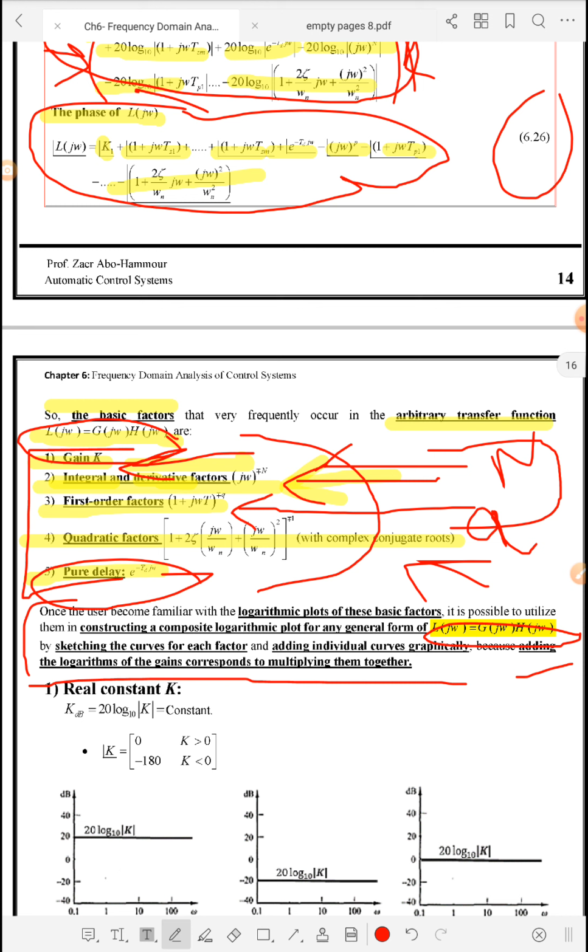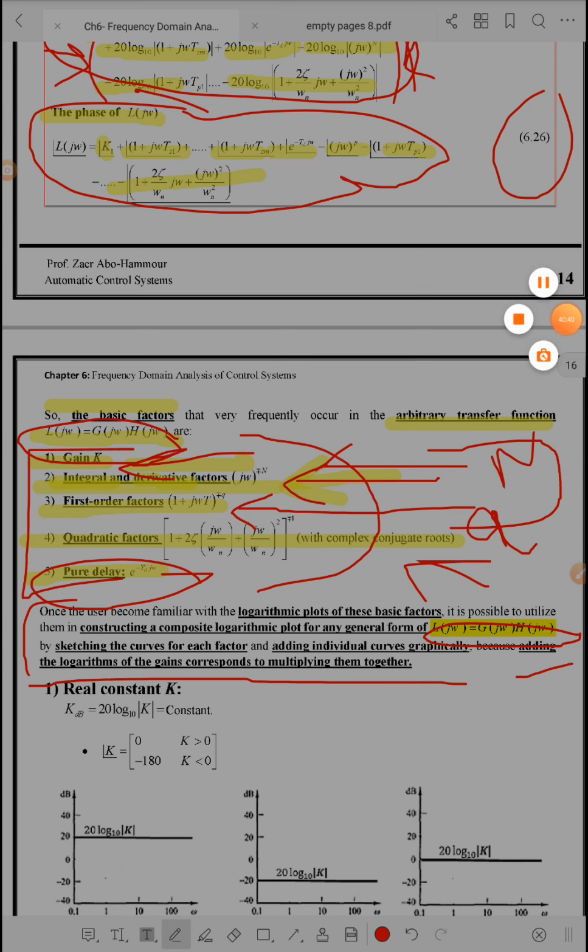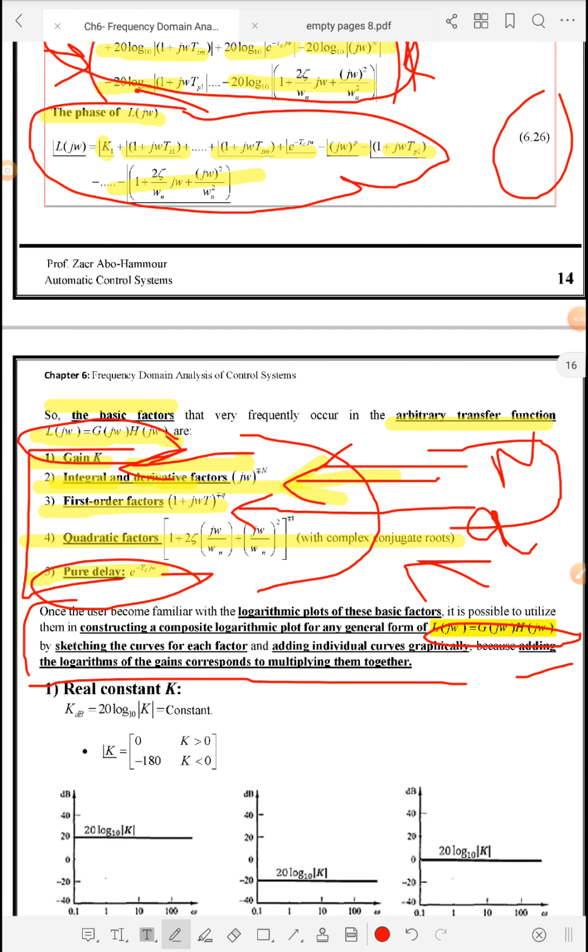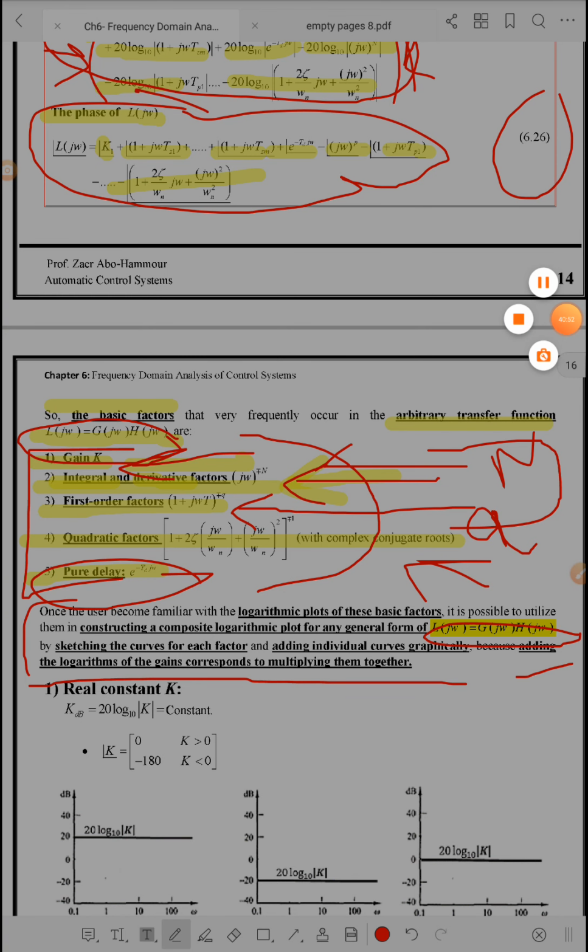At this stage I will finish this lecture, and our next lecture will be about how to draw the Bode plot for each of the 5 basic factors. Thank you and see you soon.